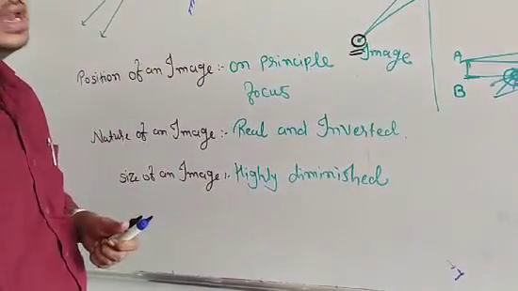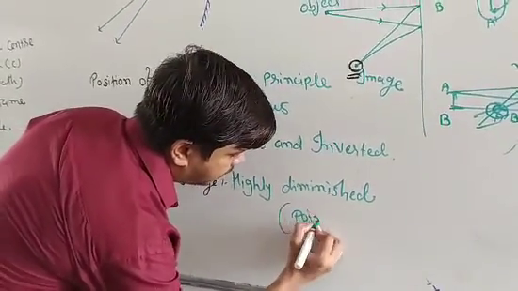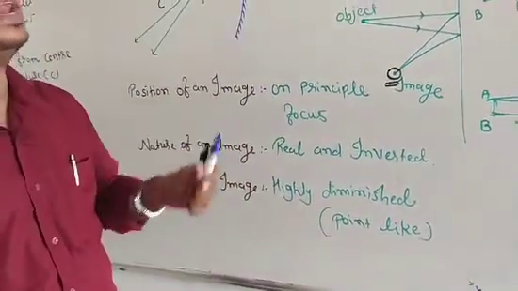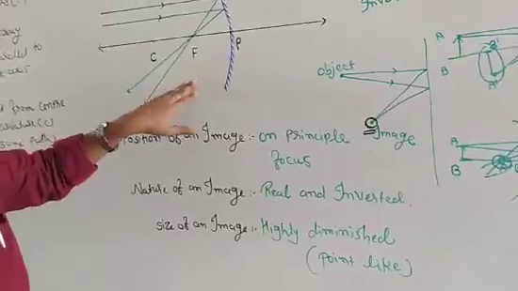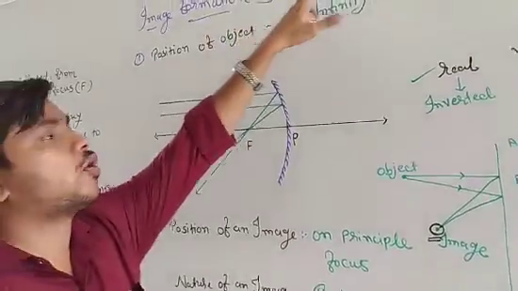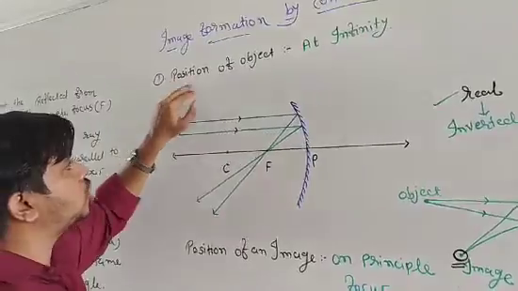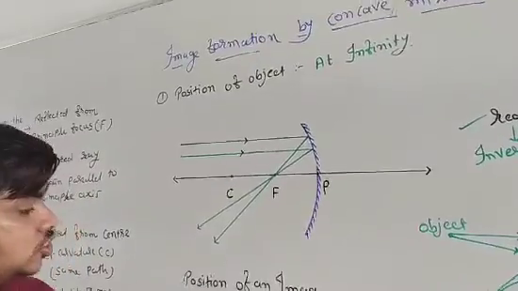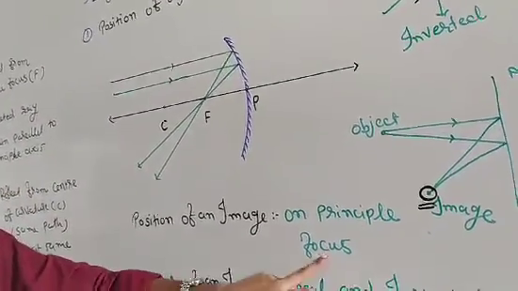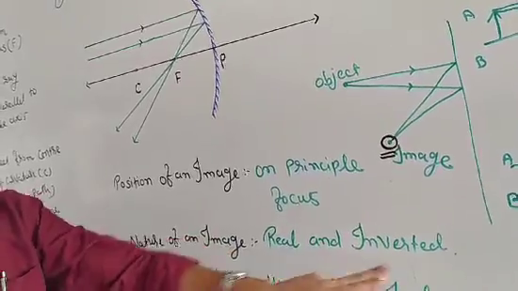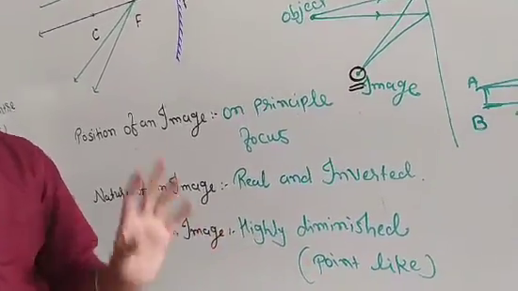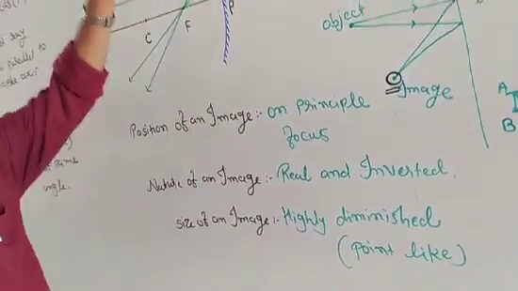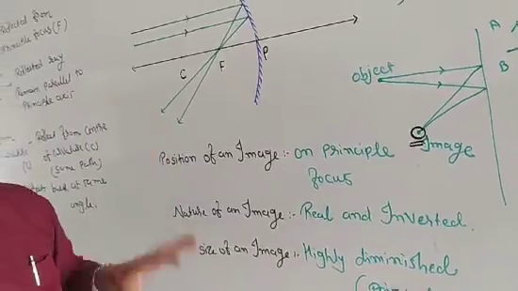This image is highly diminished or point-like. It's just a point, so it's a highly diminished image. Understand? So here is the first image formation by a concave mirror, in which the position of the object is at infinity. When the object is at infinity, you get the image on the principal focus. This image is real and inverted, and it is highly diminished. It is very small, or a point-like image. Understand? So here is the first image formation.